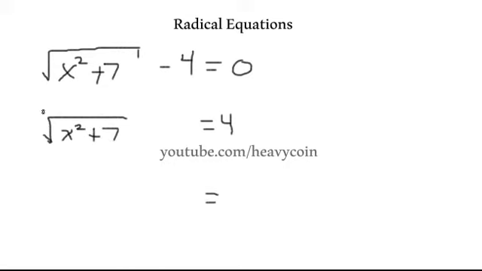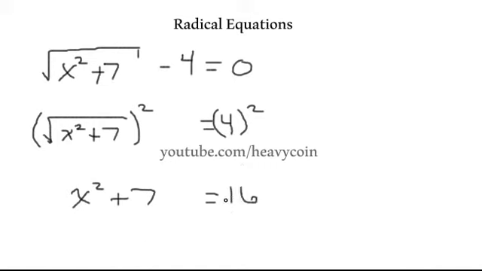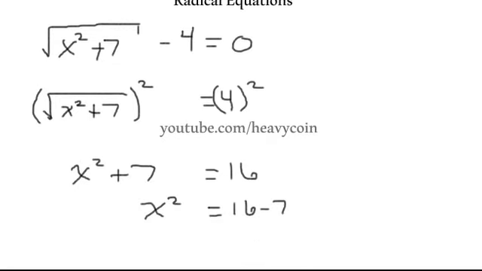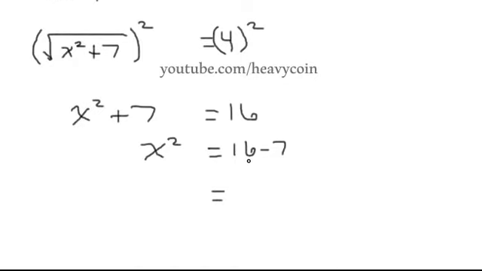Now we square both sides. I'm just going to go ahead and do that right here. Squaring both sides, remember, when we square, a square root just goes away, and so we have x squared plus 7, and we square 4, we get 16. Now we want to take the 7 to the other side, so we have 16 minus 7, and x squared on the left. So this becomes 9, and then we have x squared.